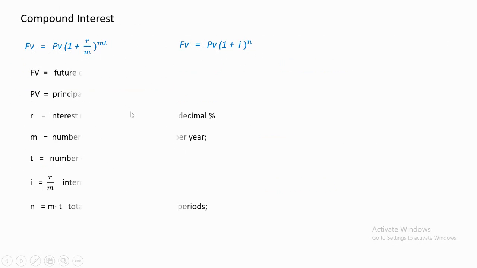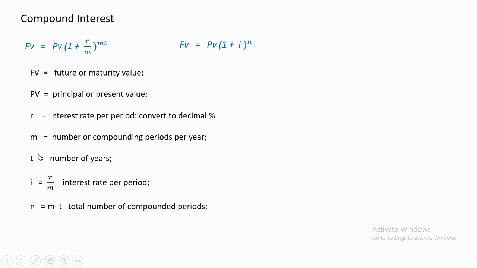Now, this is something from section 5.2, which is compound interest. This is a formula that we're going to be using, but it's easier to use this one here. Here we have I, here we have R divided by M. So I is equal to R divided by M. On the formula to the right, we have N as the exponent, and on the formula to the left, we have MT, so N equals MT.